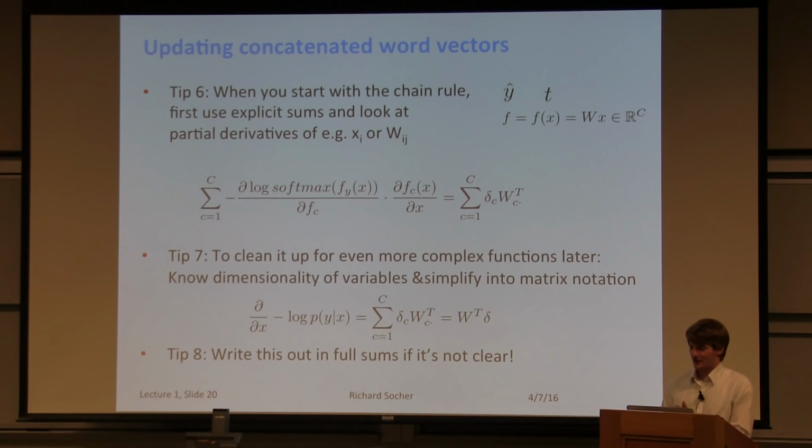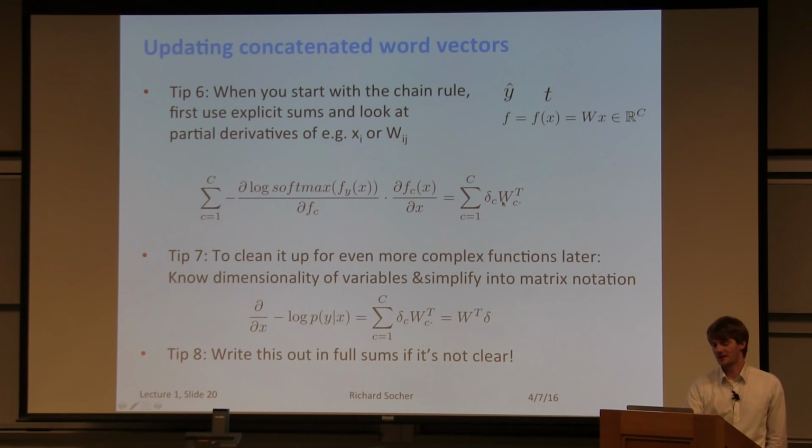All right, now we're almost at the end. So tip number 6, when you start with the chain rule, first you can write out explicit sums and then look at all the partial derivatives to get a good sense of what's going on. So for instance, as you write down this chain rule, you will at some point hit this kind of sum, and that's very intuitive. You'll have some delta, and don't worry if you don't understand how we got there, but you'll have some delta times the transpose of your softmax matrix. And it's very intuitive what's happening here for each of the classes.